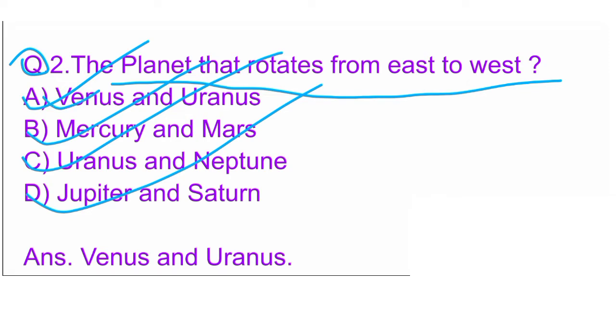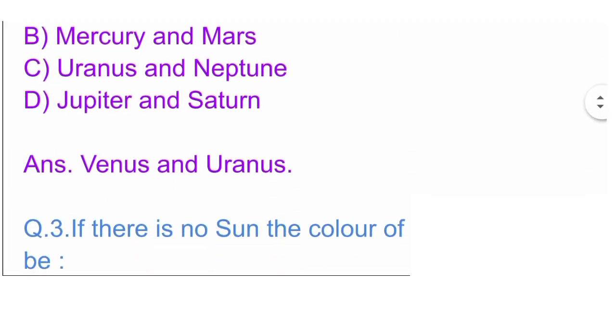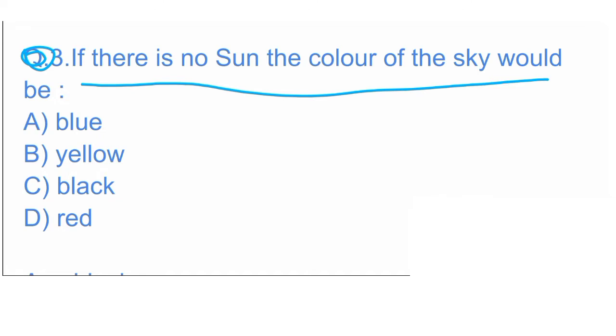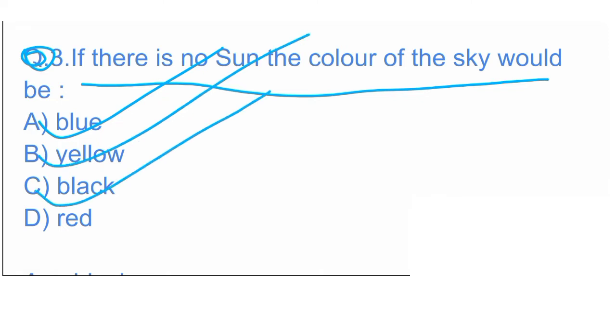Question number 3: if there is no sun, the color of the sky would be? Option A, blue; option B, yellow; option C, black; option D, red. So the correct option is C, black.